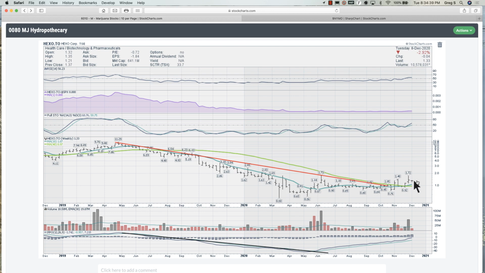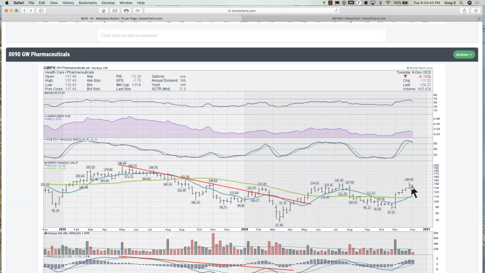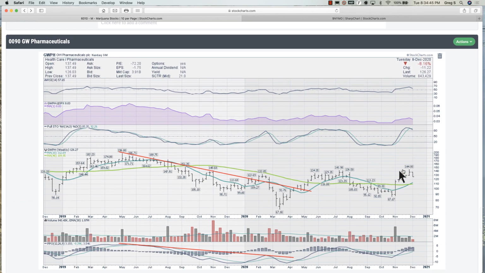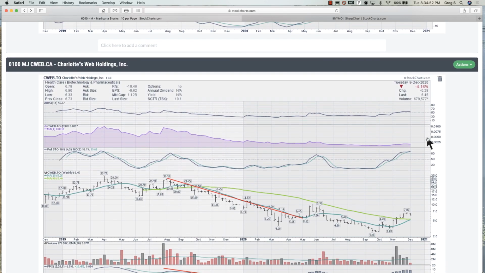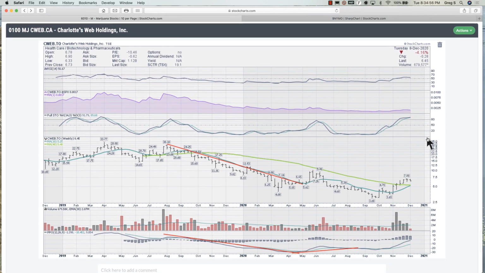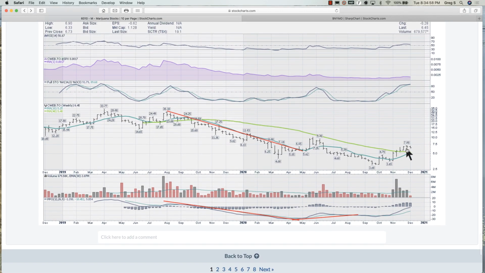Hydropothecary, stock's been sideways for about a year. Nothing really going on here. GW Pharmaceuticals, bit of a rodeo ride, and it looks like it's breaking down again this week. So probably not one that we're looking for. And hopefully you're starting to see how the stock quality is declining as we go down this page. These charts are still pretty ugly here.